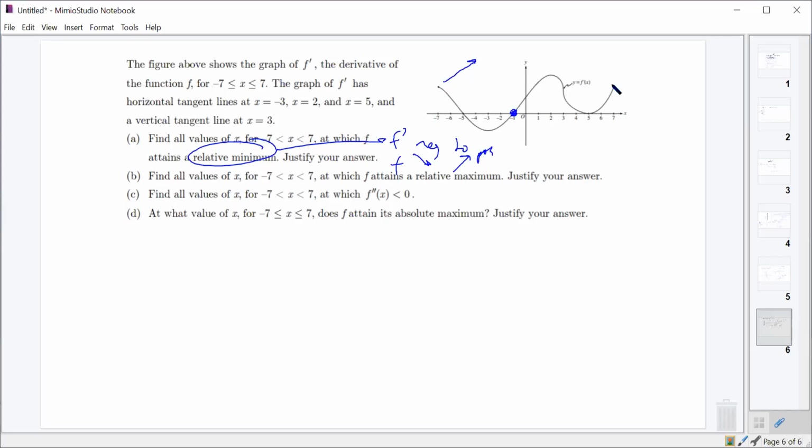Same with 7 for this part: at 7, it's increasing again. But if at 7 it was decreasing, we'd have to worry about that endpoint if it was a closed interval. But since it's an open interval, we don't have to worry about the endpoints. So the only place where f has a relative minimum is at x equals -1. Does that make sense for part A?